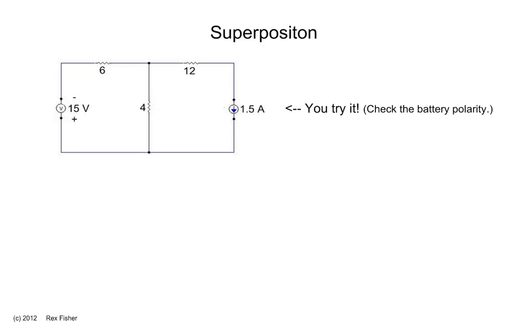Well, here's your chance to try it. This is a circuit that's got one voltage source and one current source. Pay attention to the direction of the battery because it's upside down than what you're used to. So once you have the current and voltage for each of those 3 resistors, resume the video. Press pause now.